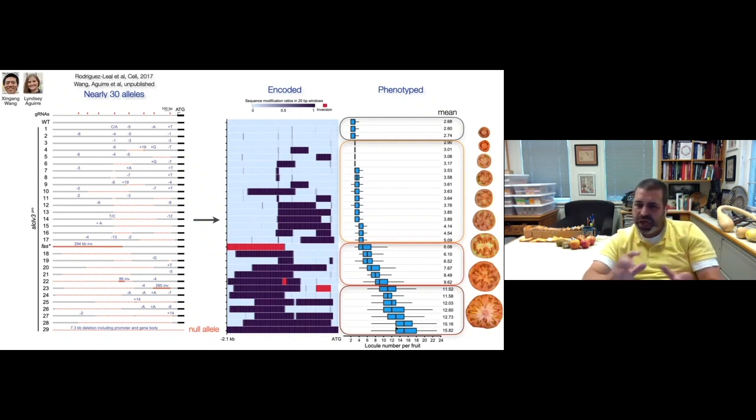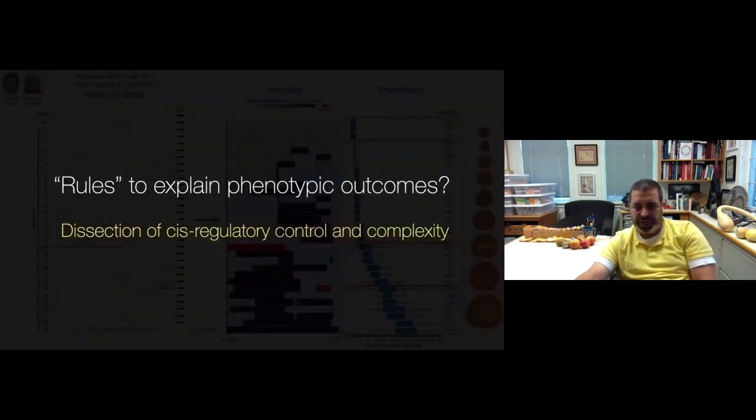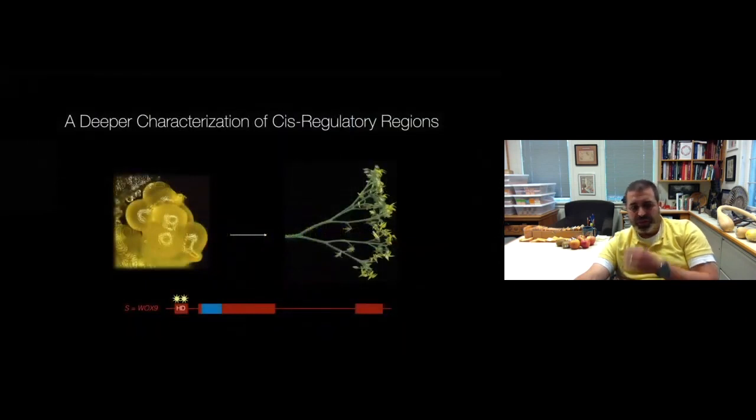And so the question was now, well, is there a way to design some rules that would explain phenotypic outcomes? And can we now look at dissection of this cis-regulatory control and complexity, not only from a fundamental point of view, but also from the ability for us to be able to make targeted mutations in promoter regions to get predictable quantitative tuning. So for this, we have another gene that we turn to, this homeobox gene, to get a deeper characterization of cis-regulatory regions and see if we could get predictable tuning.